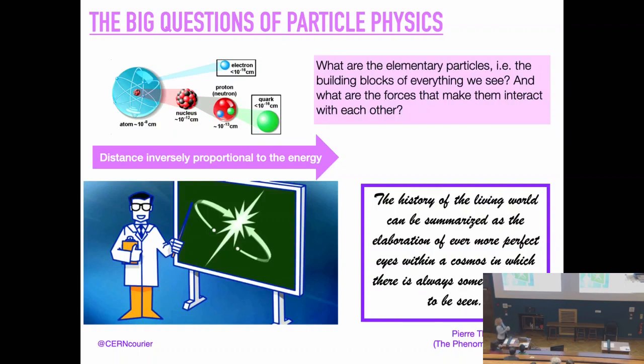So particle physicists use this concept of accelerator to see more and more inside the particles. And the idea is that we can probe smaller and smaller distances proportionally to the energy that we have to smash particles against each other, okay? So this is the idea. And I like this quote by Teilhard de Chardin, who says, "The history of the living world can be summarized as the elaboration of ever more perfect eyes within a cosmos in which there is always something more to be seen." And that's the idea as well when you try to look small, not only when you try to look big, okay? And we will see how the two things are quite related to each other as well.